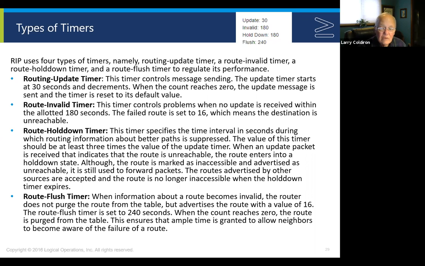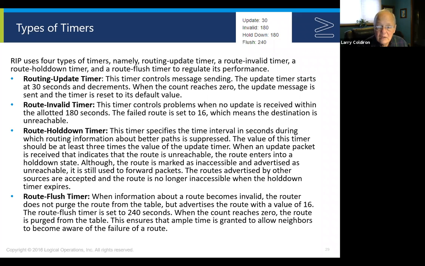So, more of the text here: the update timer controls the message sending, starts at 30 seconds and decrements. When the count reaches 0, the update message is sent and the timer is reset. So it's going to send the updates every 30 seconds. A route invalid timer controls problems when no update is received within the allotted 180 seconds. The failed route is set to 16, infinity, which means the destination is unreachable.